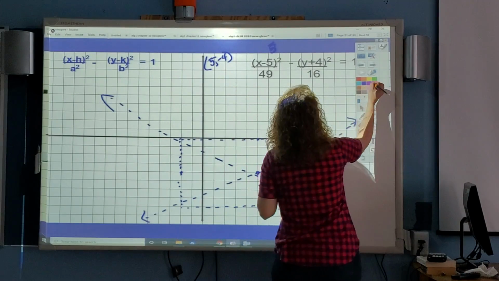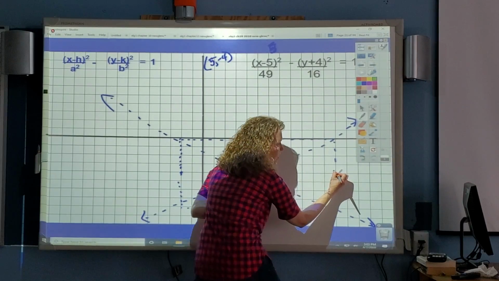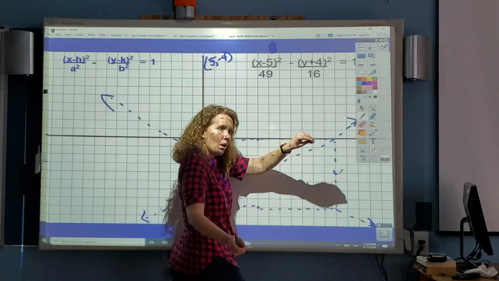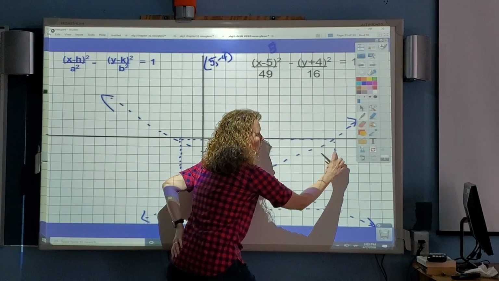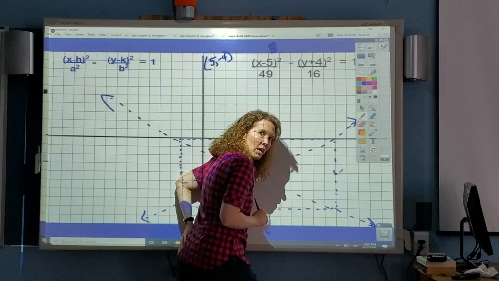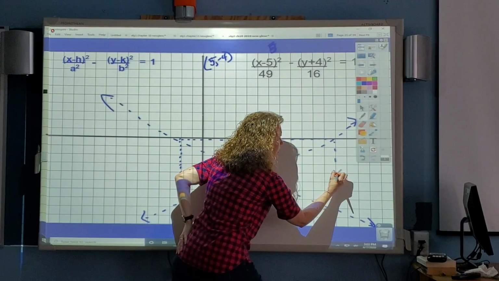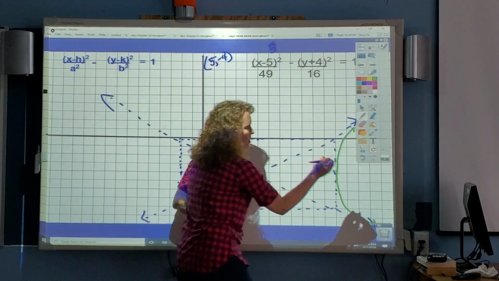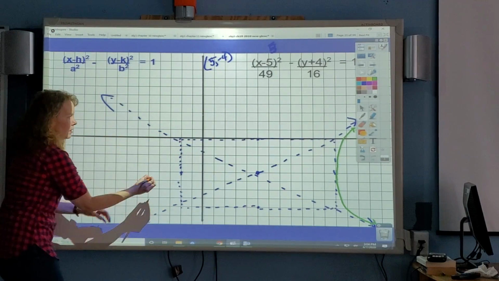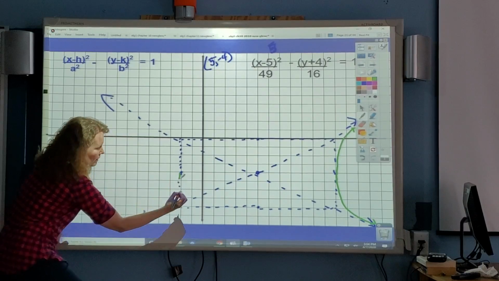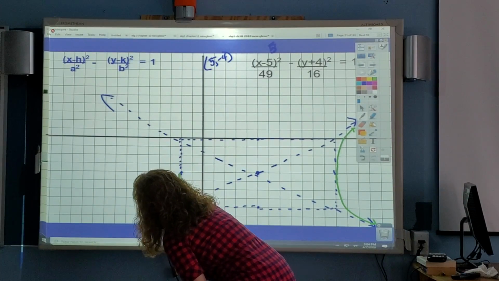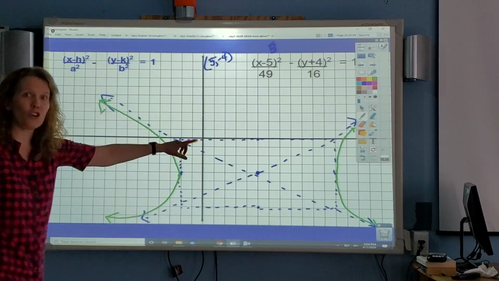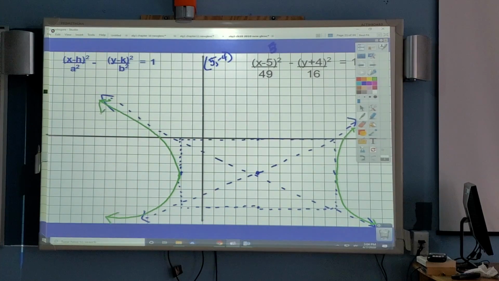So I'm going to choose a different color. Let's choose green. So it starts here. It's kind of like those parabolas have a vertex. Think about that as the vertex. But when I go to draw the U part, I cannot touch this, and I cannot touch the asymptotes. So they're going to go like this. And it keeps going, okay? You got that one, and then you got this one. The green is your hyperbolas, okay?